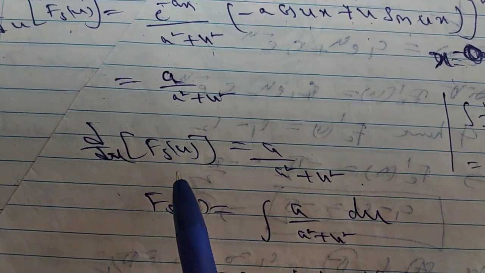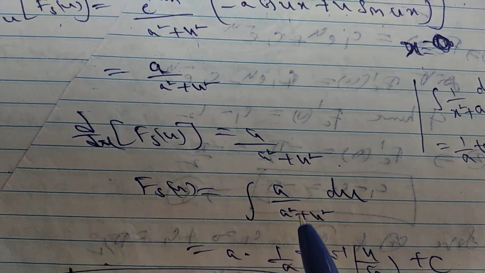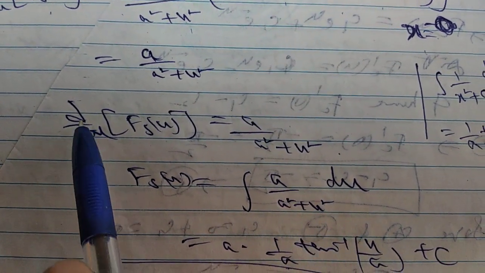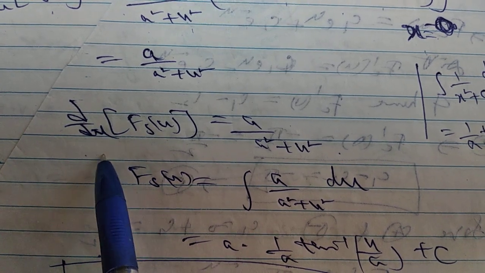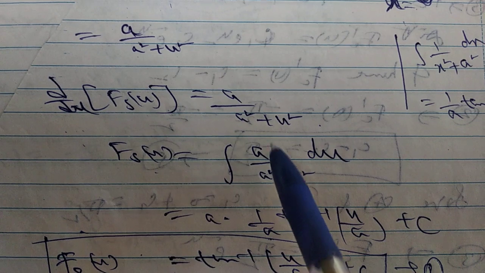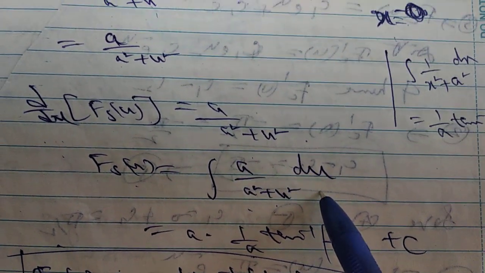Now we want f of u. How to get f of u? Here differentiation is there, so on both sides you have to integrate with respect to u. So now here differentiation and integration cancel. What you get? F of u is equal to, on the right hand side, integral of a over a square plus u square into du.